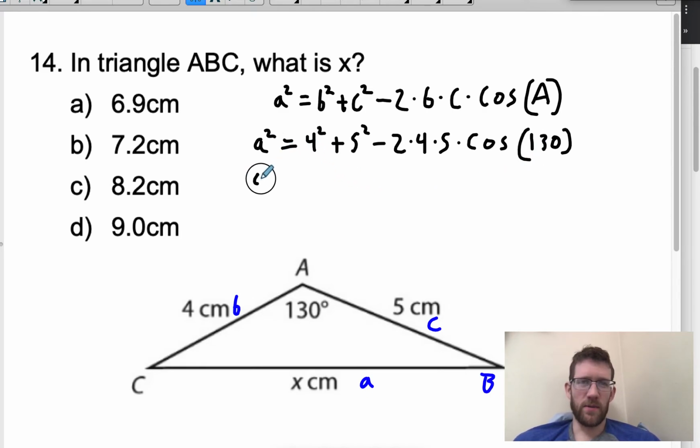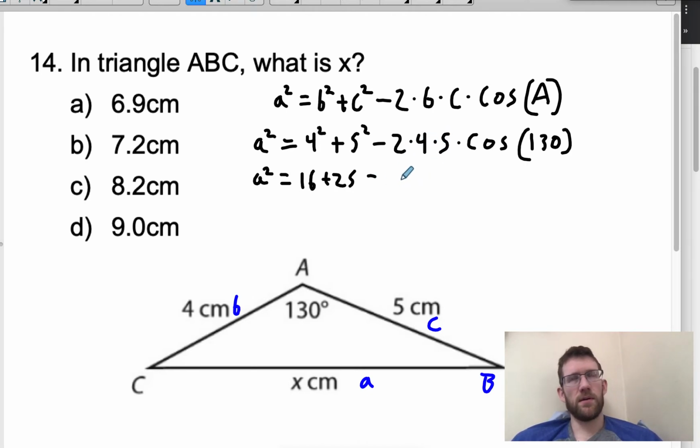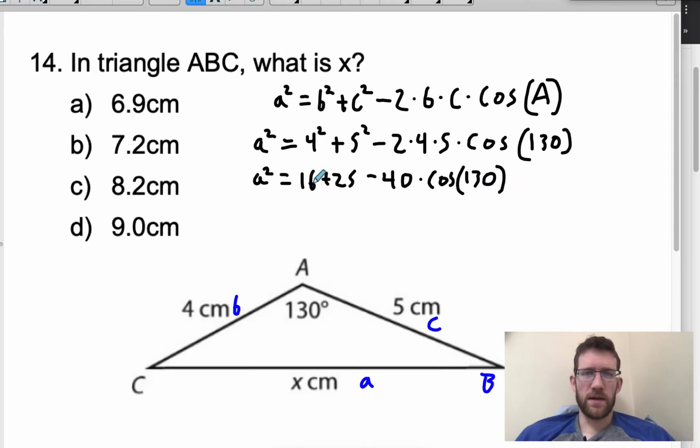Cool. Now I can simplify it a little bit. A squared equals 16 plus 25 minus 2 times 4 times 5, which is, oh, I don't know, some number, 40, times the cosine of 130. Cool. 16 plus 25, I can simplify that even further. That's 41, right? And if I do this right, this part of the problem should be pretty similar to this part of the problem.